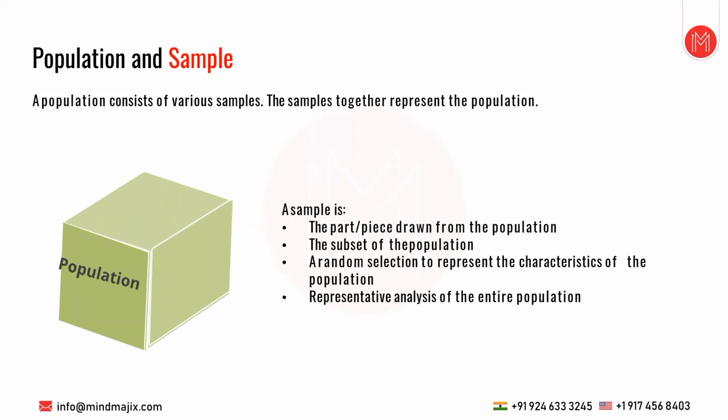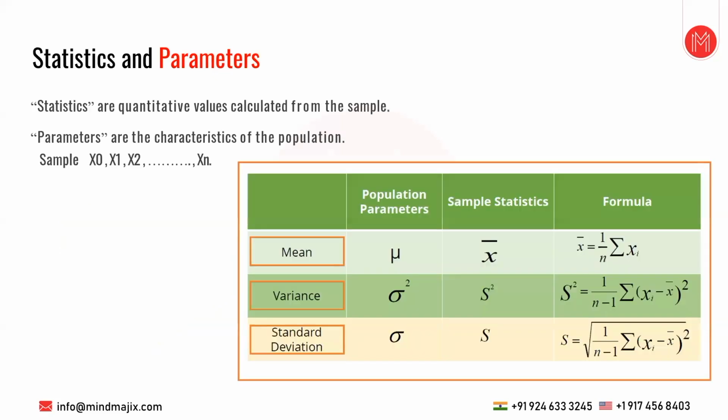A sample is the part or piece drawn from the population, a subset of the population, a random selection to represent the characteristics of the population, a representative analysis of the entire population. So that's how we are getting an idea about the population and samples. Let's have some discussion based upon statistics and parameters. Statistics are the quantitative values calculated from the samples, and parameters are the characteristics of the population. Based upon statistics and parameters, we have three terminologies here: mean, variance, and standard deviation.